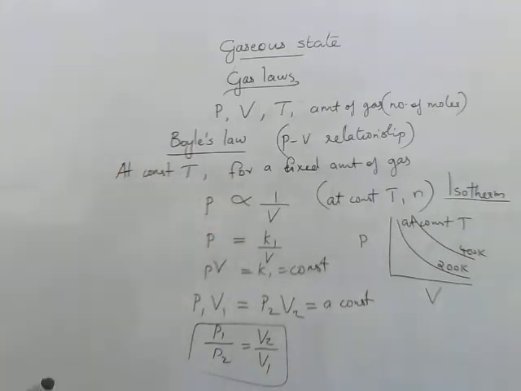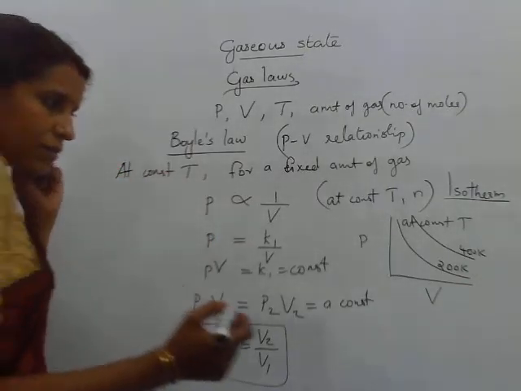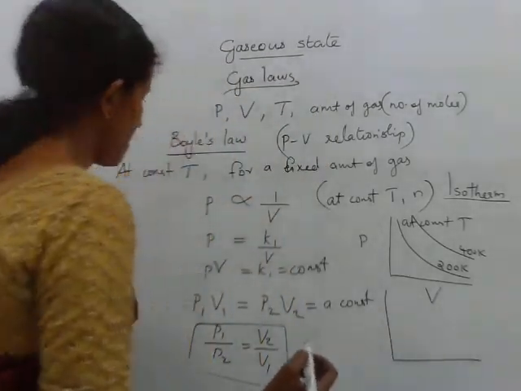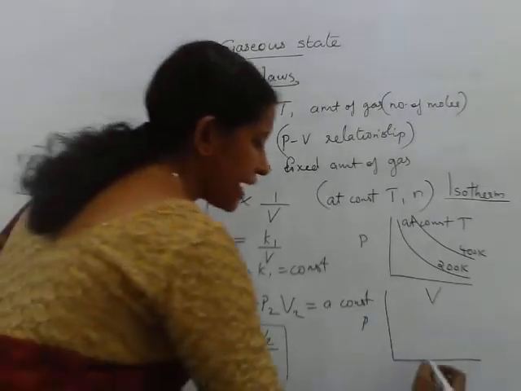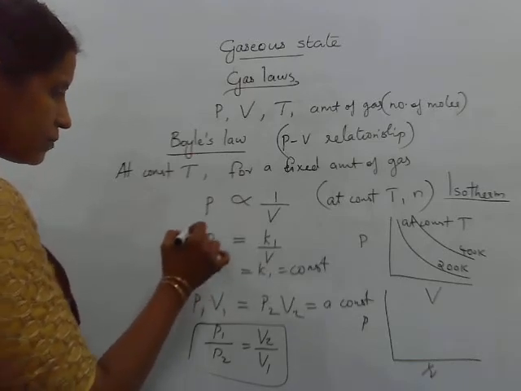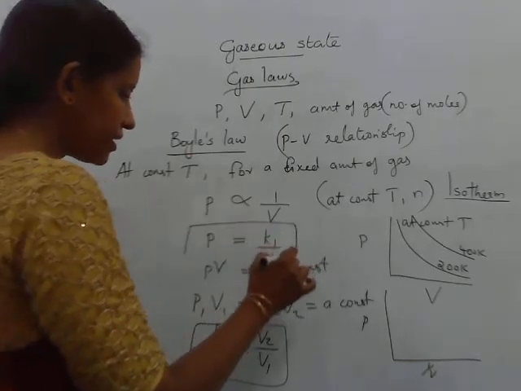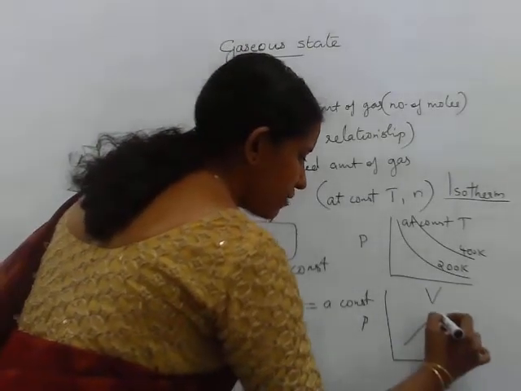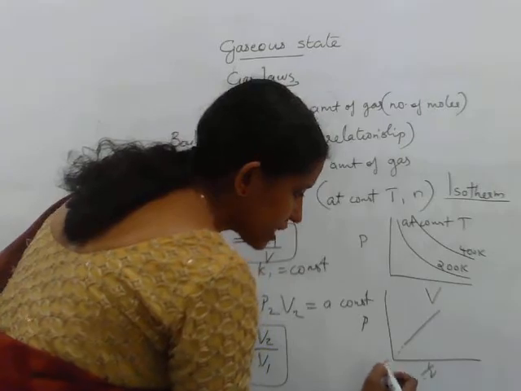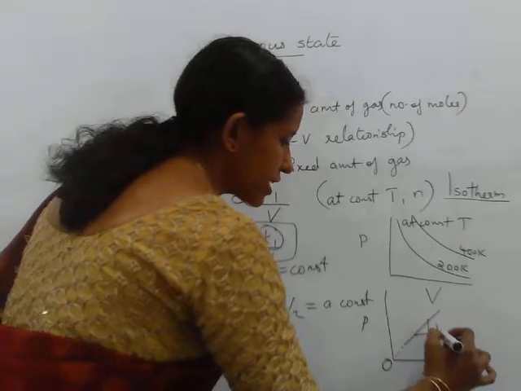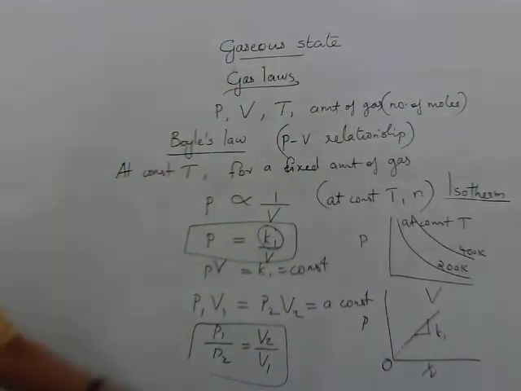We can also express Boyle's law graphically by plotting pressure along the y-axis and 1 by V along the x-axis. That is this equation, P equals K1 by V. This is an equation for a straight line. We get a straight line graph with intercept 0, and the slope will be equal to K1. Slope of this graph will be equal to K1. So this is another graphical representation of Boyle's law.